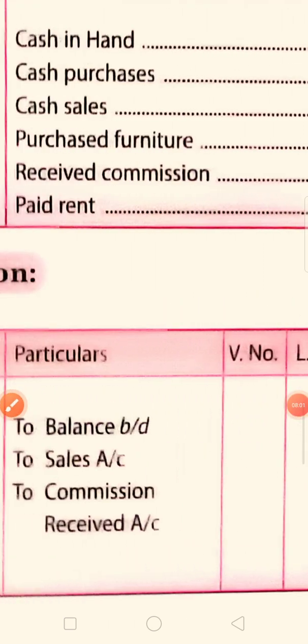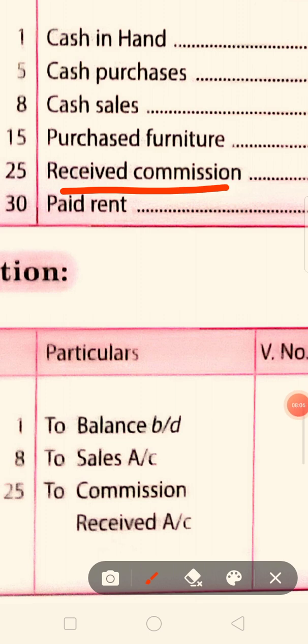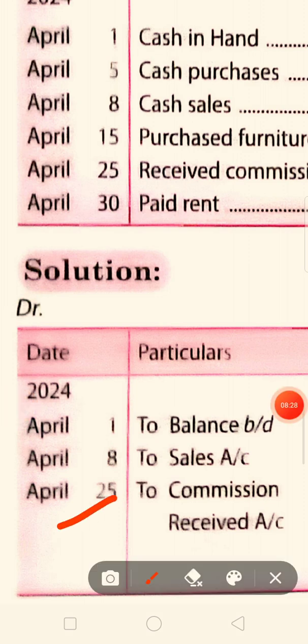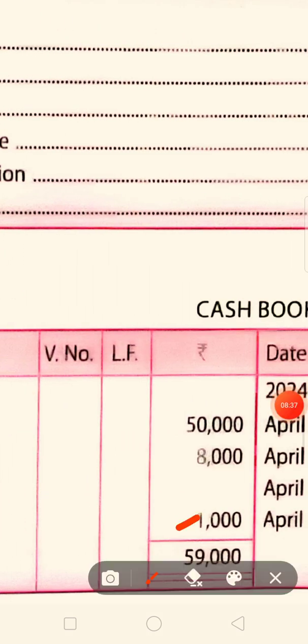The next point, my dear student, is received commission. If we are receiving the commission, it means cash is coming in, my dear student. Cash is coming into the business. If cash is coming into the business, then definitely we have to write on the debit side, the two side. So 25th April will come on the two side, the debit side. Now we can check easily: this is 25th April, on the two side we will write to commission received, and in the amount column we will write 1,000, my dear student.